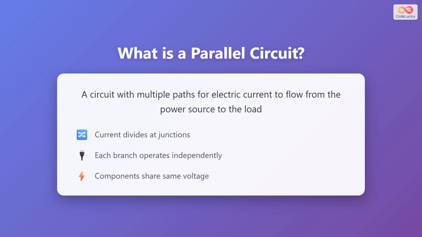A parallel circuit is a circuit configuration where components are connected in such a way that electric current has multiple paths to flow from the power source to the load. The key characteristics are: first, current divides at junction points and flows through different branches. Second, each branch operates independently, meaning if one component fails, the others continue to work. Third, all components connected in parallel share the same voltage across them.